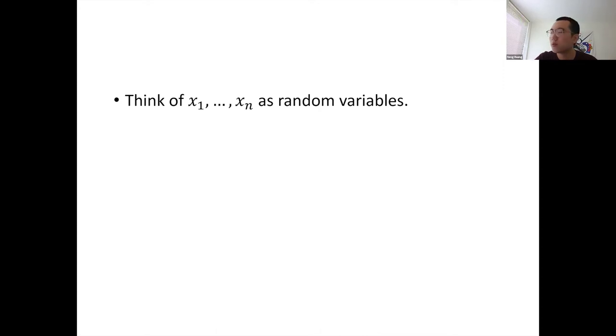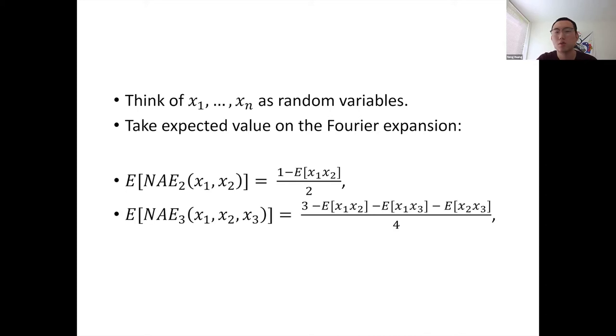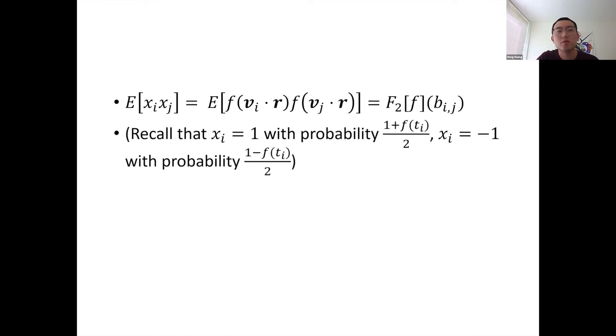So what we can do is think of x1 to xn as random variables because they are the outputs of the rounding scheme, which is probabilistic. And then we can take expected value on the Fourier expansion. So the expected value on this NAE2 clause is equal to (1 minus the expected value of x1 times x2) over 2. And the same goes for NAE3. Here we use the linearity of expectation, and so on.